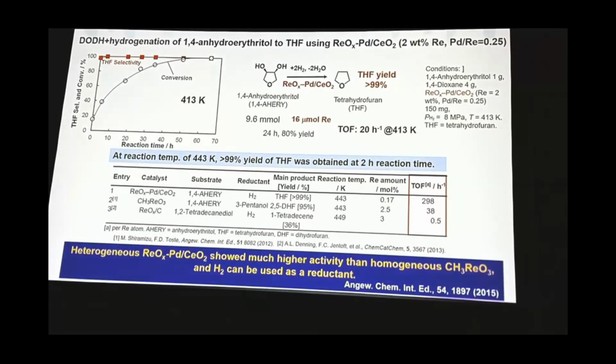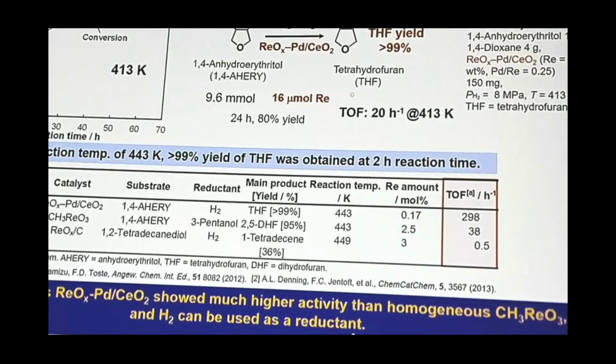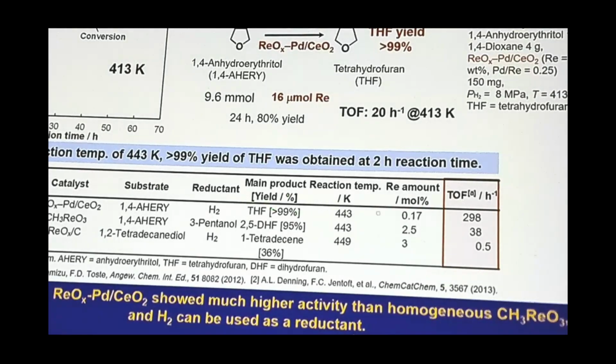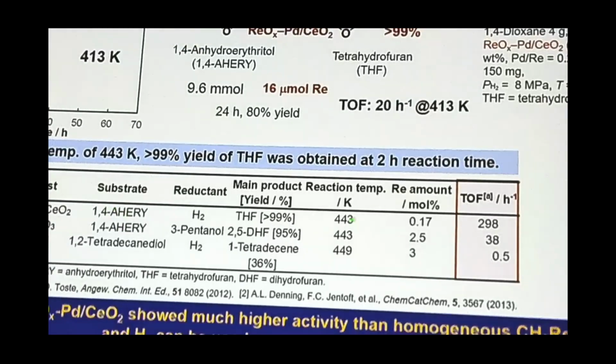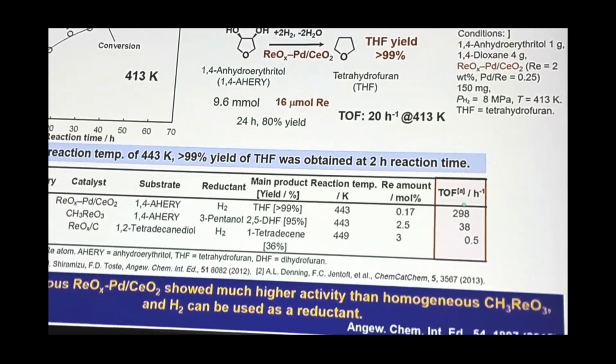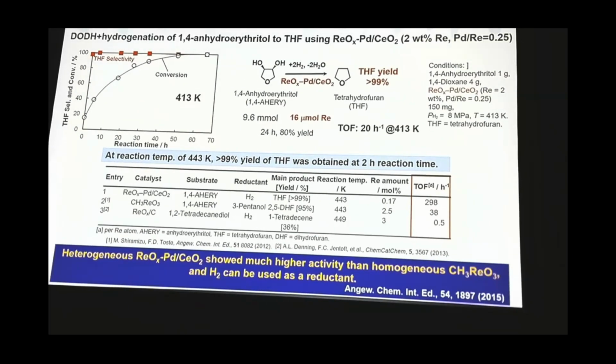This is the result of the 1-for-1 hydrolysis reaction using the rhenium palladium ceria, conversion and the selectivity as a function of the reaction time. 99% yield is achieved, and very high catalytic activities. We adjust the reaction temperature. The homogeneous catalyst data is shown here, and the heterogeneous catalyst shown here. And the turnover frequency per rhenium atom is clearly higher than in the case of the homogeneous catalyst.